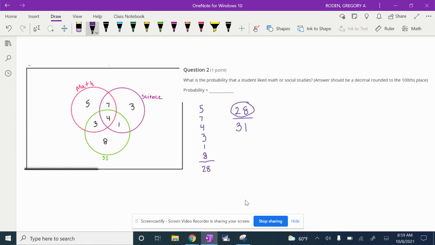So, how many were there total? Well, what are we missing here? We're missing these 3 science kids right here who just like science, right? So you add 3 to 28, and you get 31 total. So 28 divided by 31 gives you approximately 0.9. Approximately 0.9, or 90% of the students liked math or social studies.